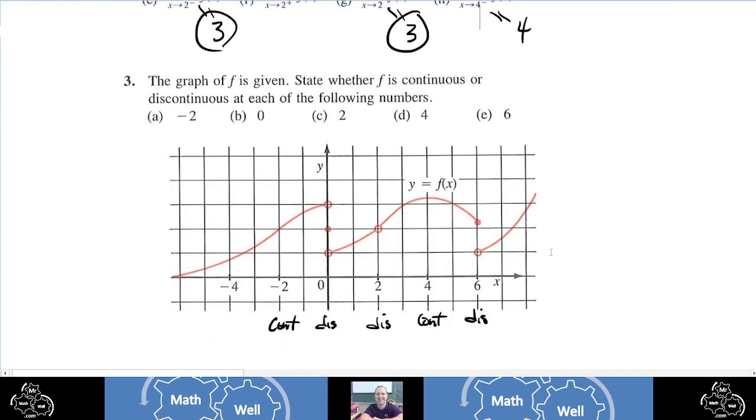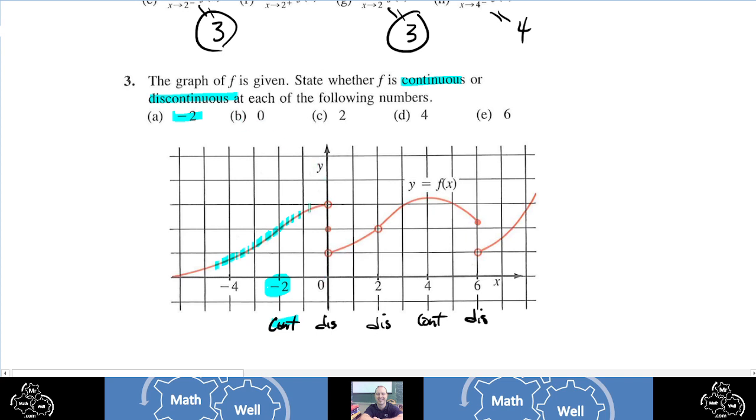I'll skip to number 3 here. So the graph of f is given. State whether f is continuous or discontinuous. Okay, so here's your two options. And of course, continuous means that it continues on where there's no jump or gap. So at -2 is right here. Okay, this continues on with no jump or gap, so it is continuous at -2.